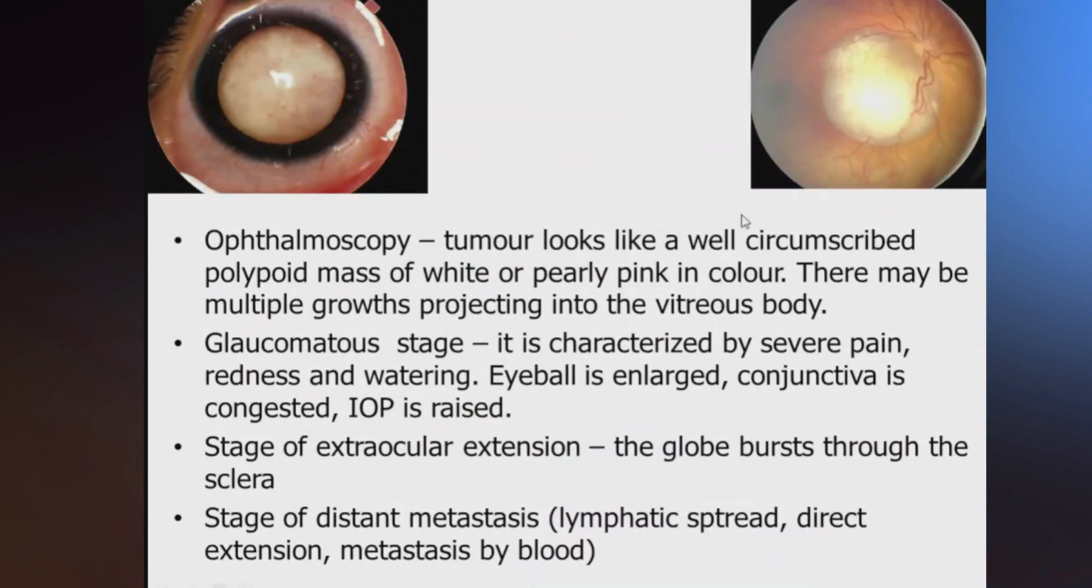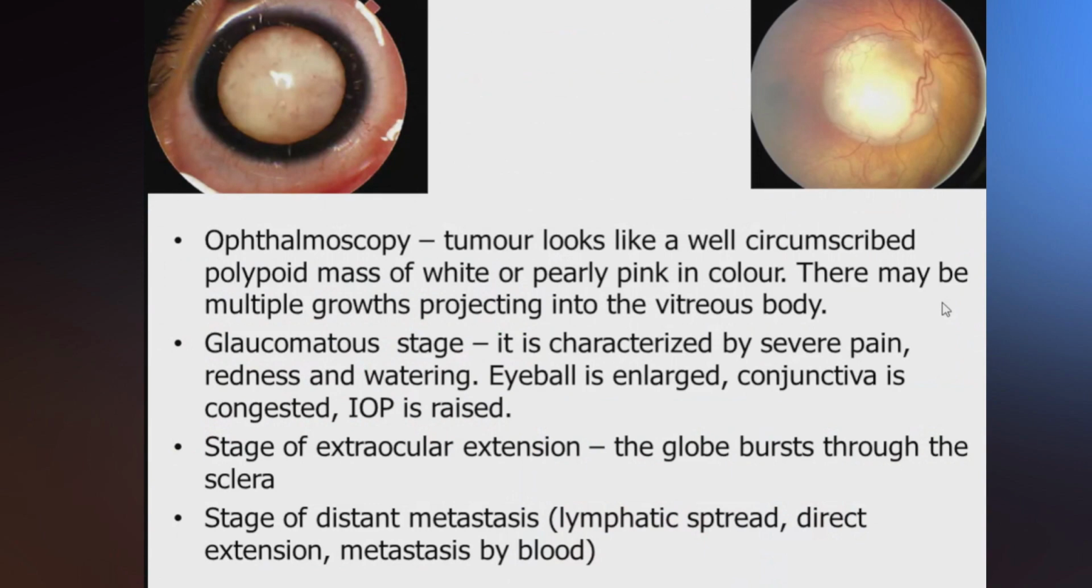During ophthalmoscopy, the tumor looks like a pinkish mass, white or pink in color. There may be multiple growths into the vitreous body. The last stage is the glaucomatous stage. This stage is characterized by severe pain, redness, watering. Eyeball is increased in size. And of course, in this stage, intraocular pressure is raised.